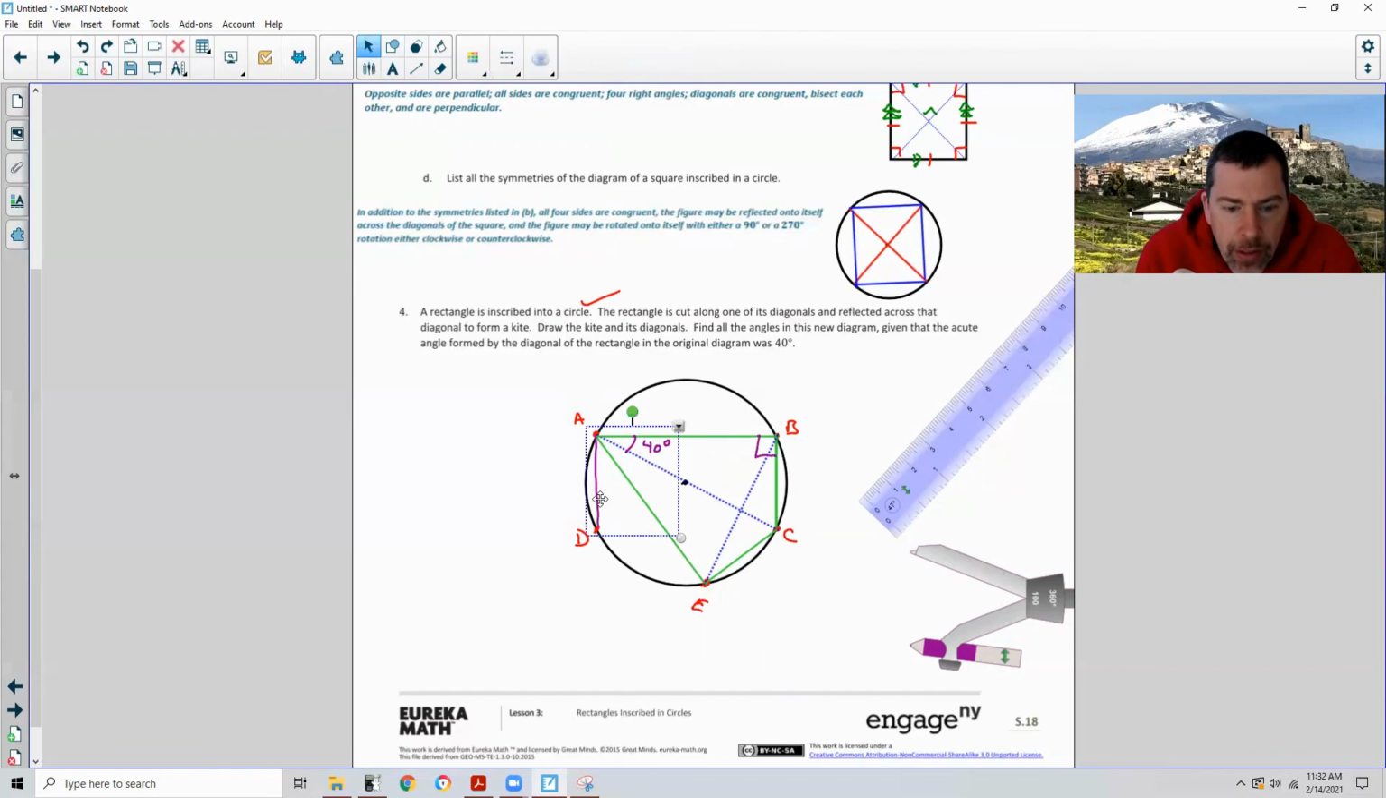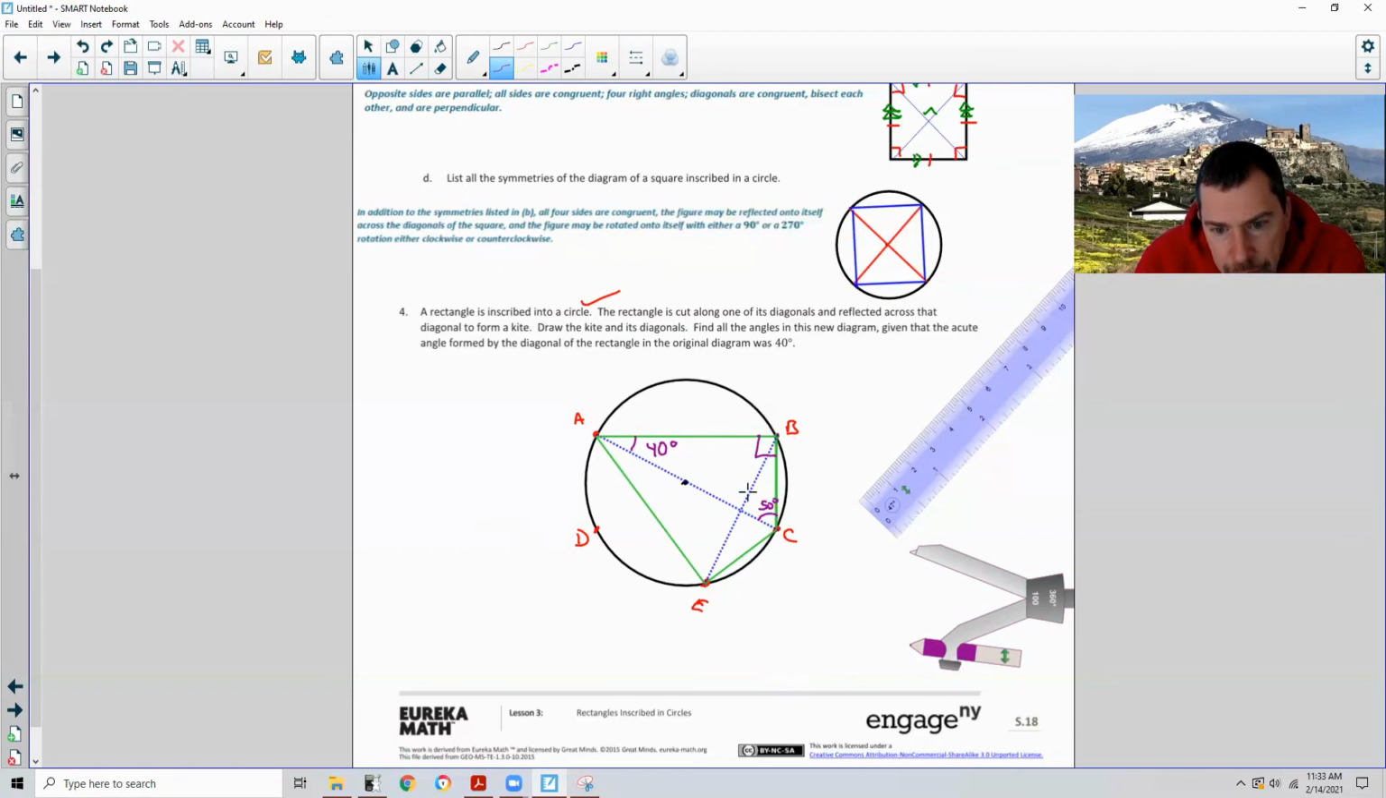Okay? It doesn't look like it's 40, but it all depends on the size of your circle, how many degrees that will be when you do this. Okay, so here's 40 degrees. So if that's the case, and this is 90, the triangle sum theorem is going to force this angle here to be 50 degrees.